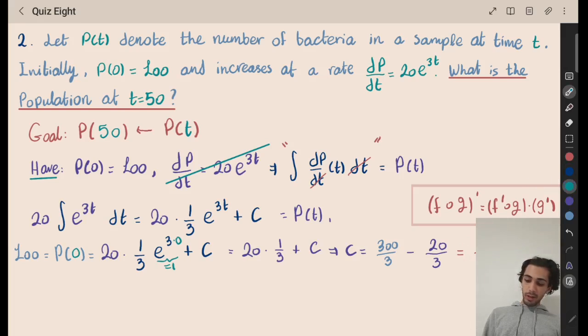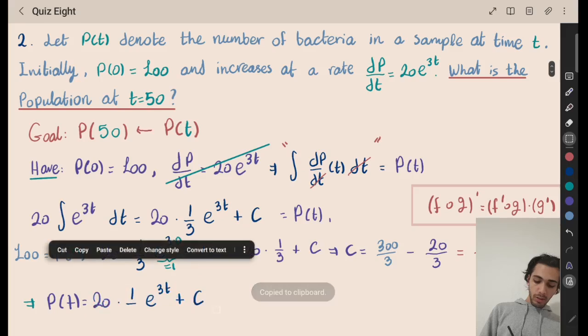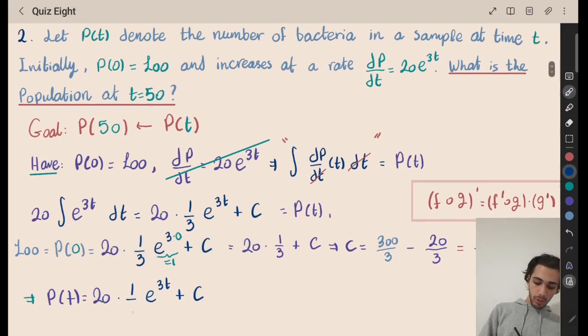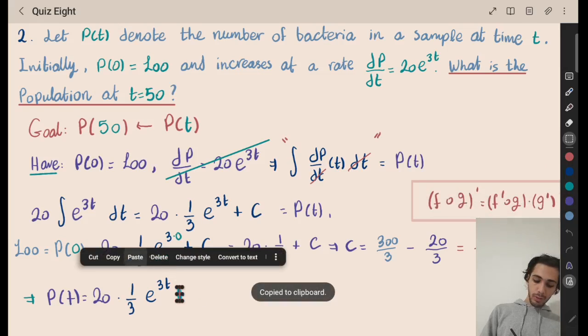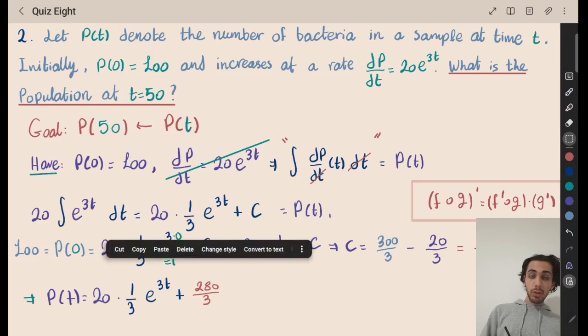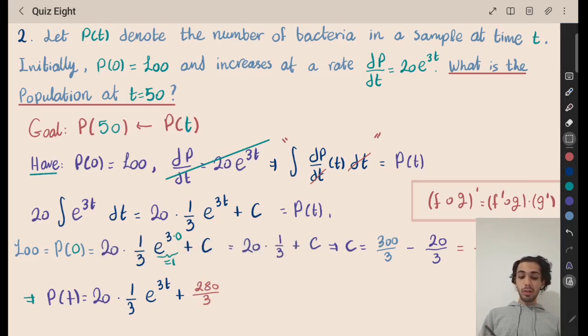But this is good, because now I can write P of t is equal to this. And I have a constant. My constant defines what my function looks like. That's the really cool part. So it's not just any constant, it's the constant 280 divided by 3. This is what we usually call the initial condition. And it is the initial condition in this case because it's at t is equal to 0. So for this initial condition, we define our function.